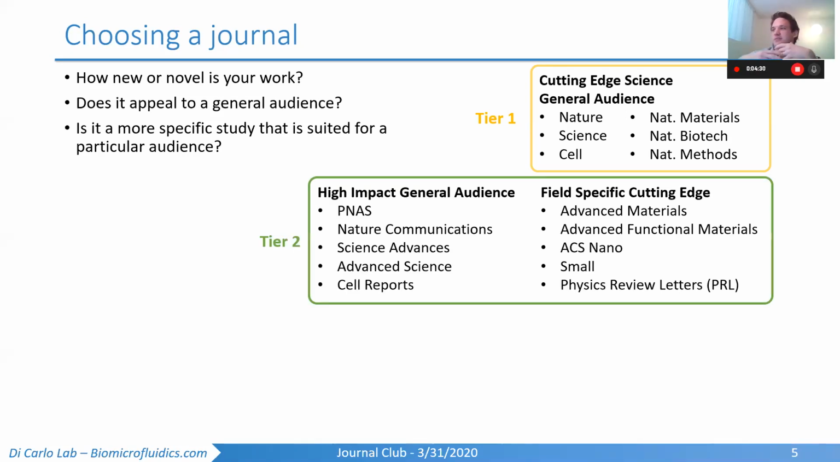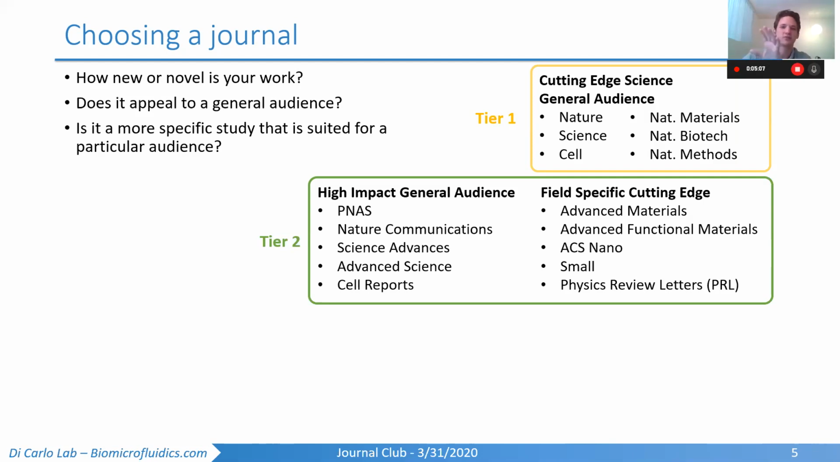Then there are tier 2 journals, and depending on who you talk to, some people might consider PNAS a tier 1 journal. It's kind of in between. These include high impact general audience journals, such as PNAS, Nature Communications, and Science Advances, as well as more field specific journals at the top of those fields, like Advanced Materials, ACS Nano, and Physical Review Letters. These are a little more field specific, but still considered somewhat broad in those larger fields.